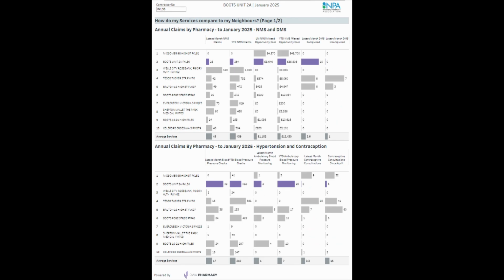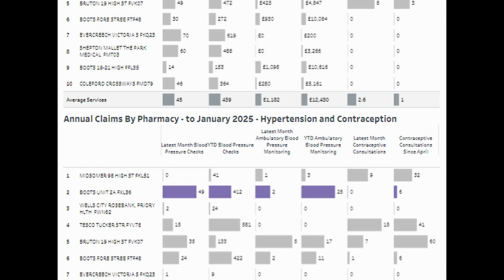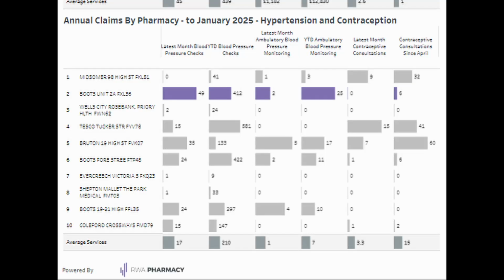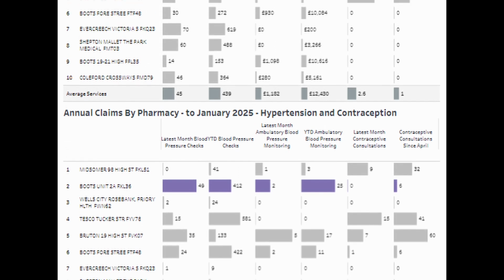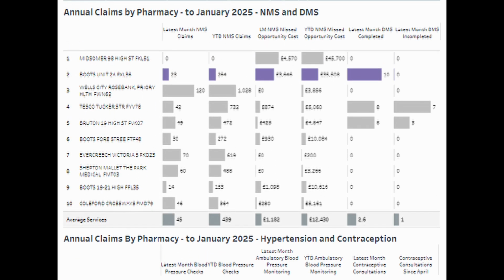The Services section helps you assess how your pharmacy's services activity compares to that of your local competitors. It focuses on services like NMS, DMS, hypertension, and contraception. Each row represents a pharmacy in your local area, including your own, and shows how many service claims were made in each category over the past year. This gives you a clear picture of who is delivering services at scale and where you might be falling behind.